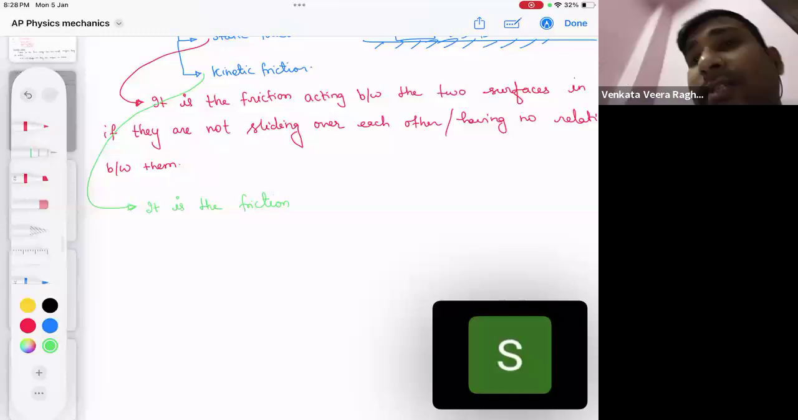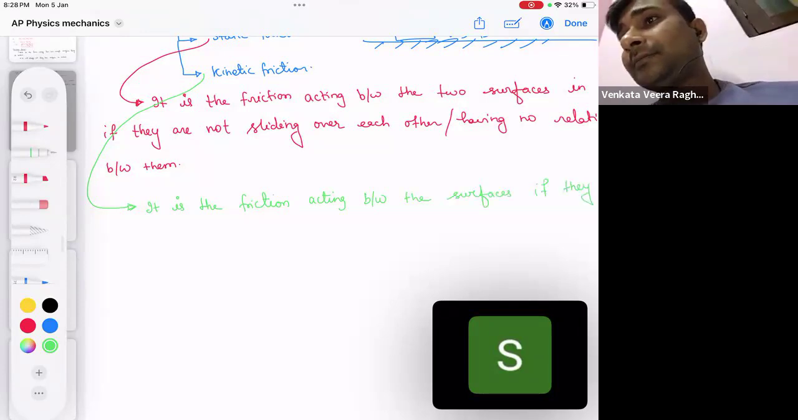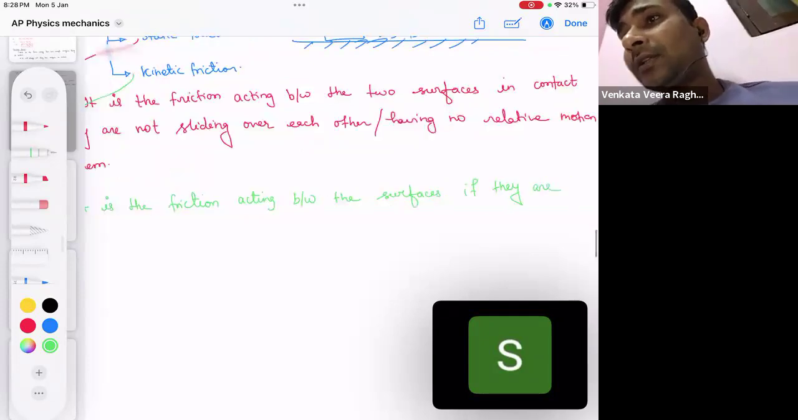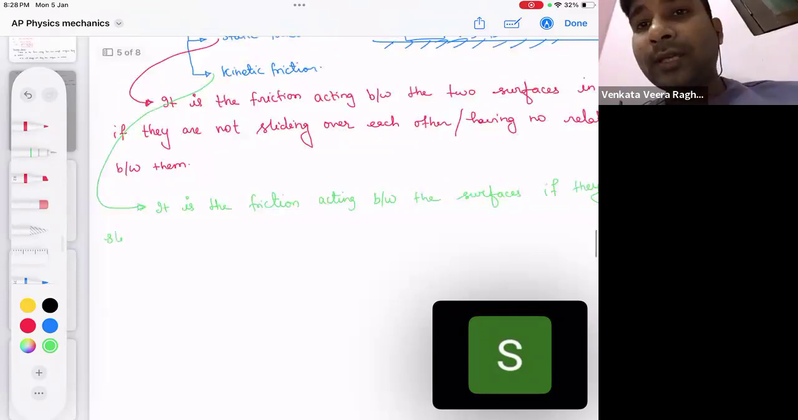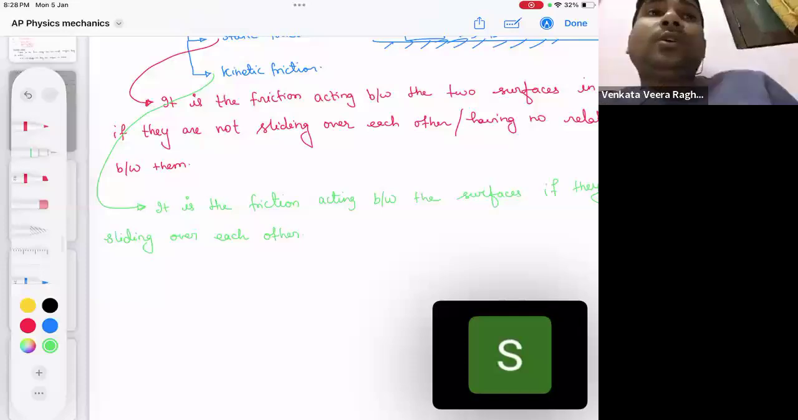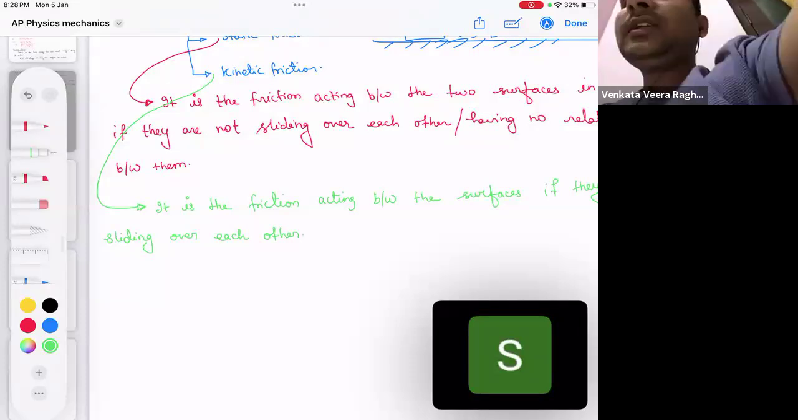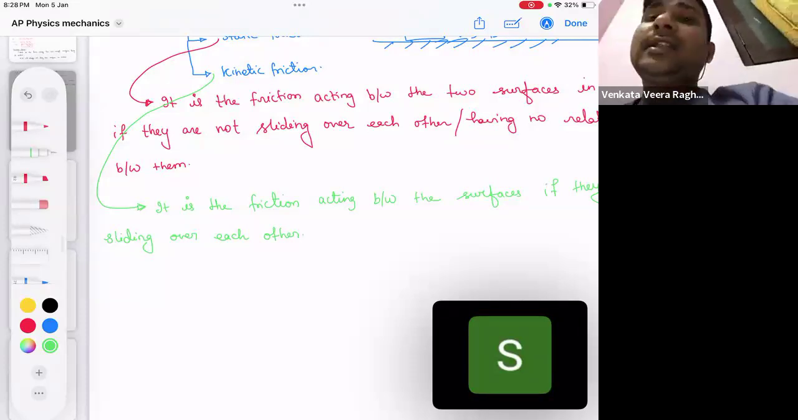So what is the kinetic friction, when will it act? It is the friction acting between the surfaces if they are sliding over each other. Understood? Sliding over each other. Then what kind of friction will be acting? The kinetic friction will be acting. So kinetic friction has a fixed value, but static friction is adjustable in nature.